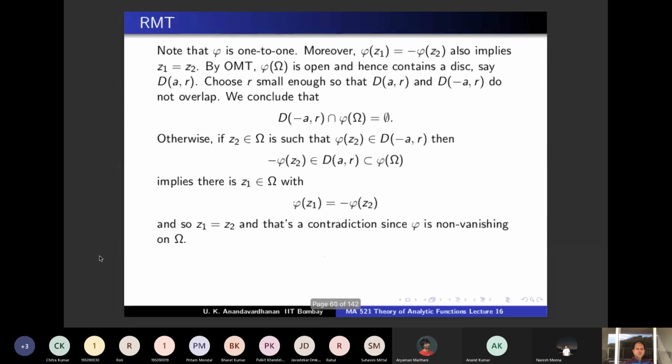Okay, so you have proved that D(minus a, r) intersection phi omega is empty. Now what you do is define the function psi to be the constant function r divided by the function phi plus the constant function a. You have chosen a disk D(a, r), you have got a and r, and take r by phi plus a.